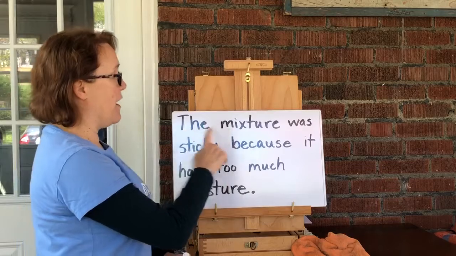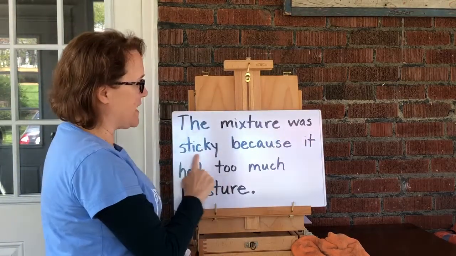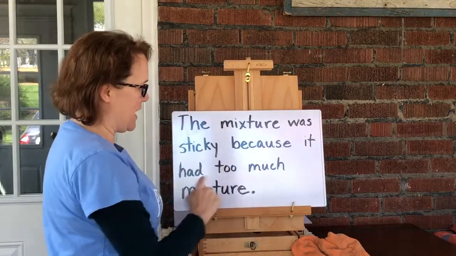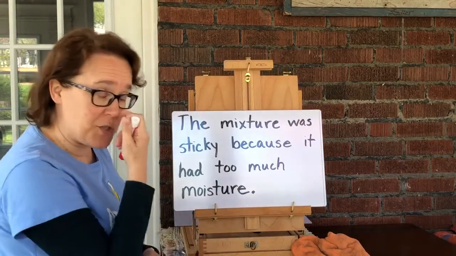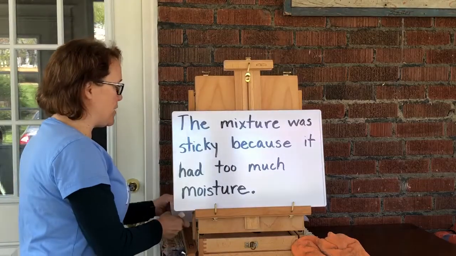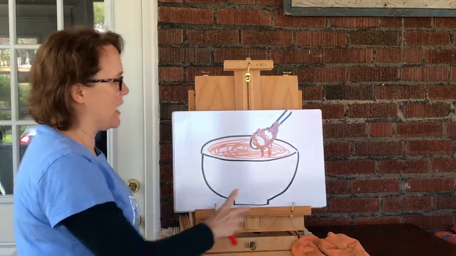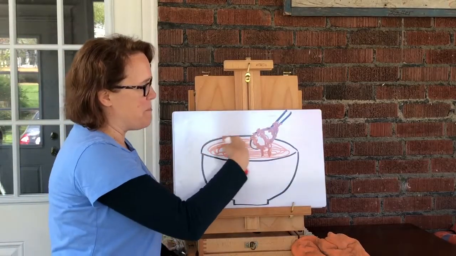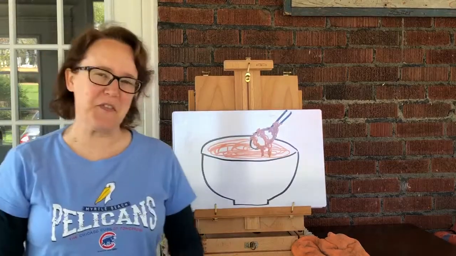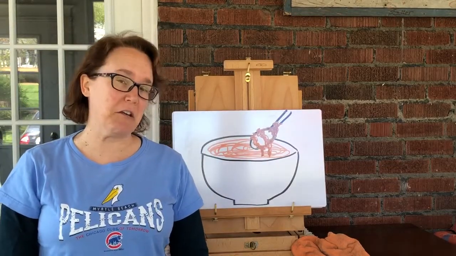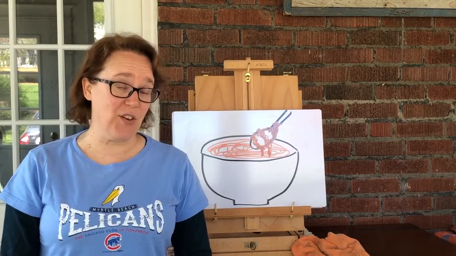All right, the mixture, there's one of our churs, was sticky because it had too much moisture. The mixture was sticky because it had too much moisture. And here is Mrs. Springer's fantastic drawing. Here's a bowl, and the mixture is in there, and the spoon is all sticky and glumpy. Maybe you've had that experience trying to make cookie dough. I know, fantastic baker that I am, happens all the time.